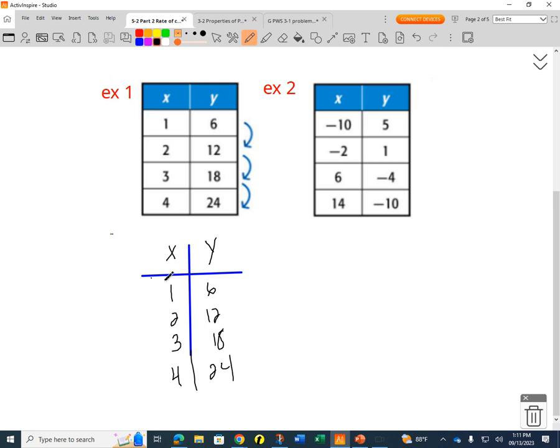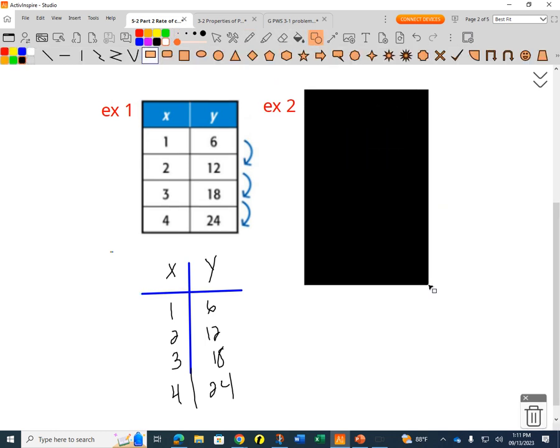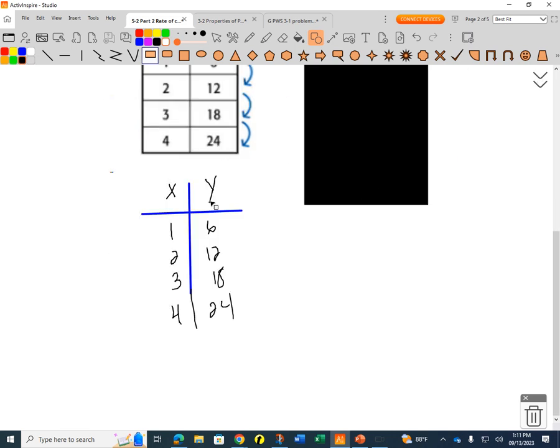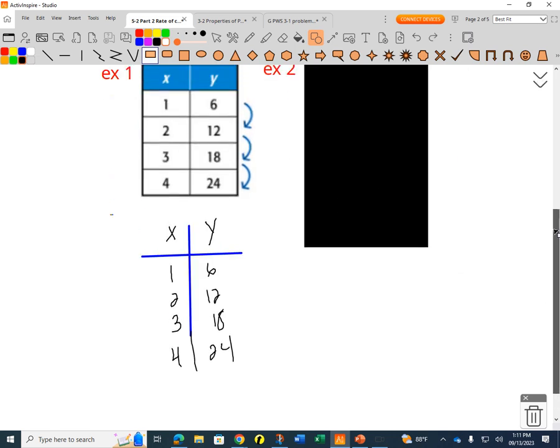Okay, so this is what yours should look like, maybe a little bit neater than my handwriting. We're going to start with example 2, and we'll come over to example 1 in a second. So example 1, we see this table of values. I want to know, is the rate of change, or the slope, of this relationship a constant rate of change? Do the x's all change by the same amount from one to the next? Do the y's all change by the same amount?